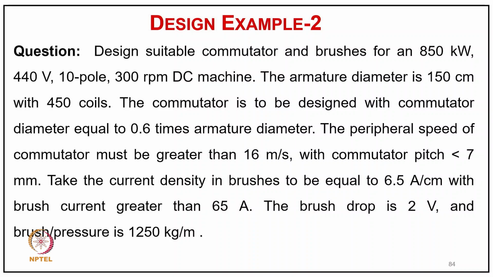The peripheral speed of the commutator must be greater than 16 meter per second, with the commutator pitch less than 7 millimeter. Take the current density in the brushes to be equal to 6.5 ampere per centimeter square, with the brush current greater than 65 ampere, a brush voltage drop of 2 volt, and the brush pressure of 1250 kg per meter square.